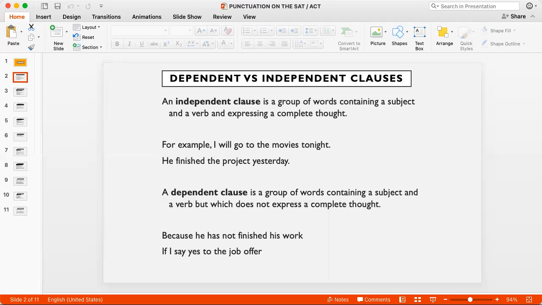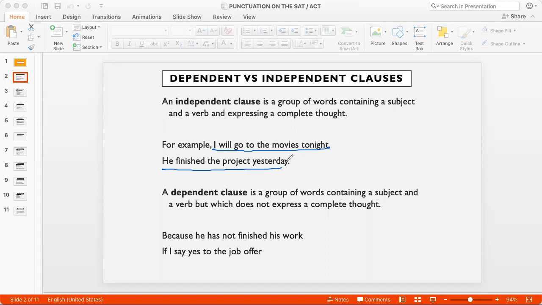For example, I will go to the movies tonight, right? This is a complete sentence, and so it's an independent clause. He finished the project yesterday. This also is a complete sentence, and so is an independent clause.